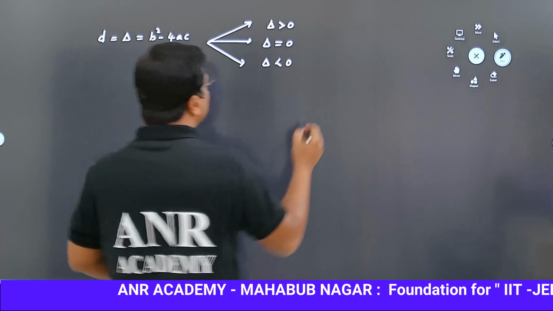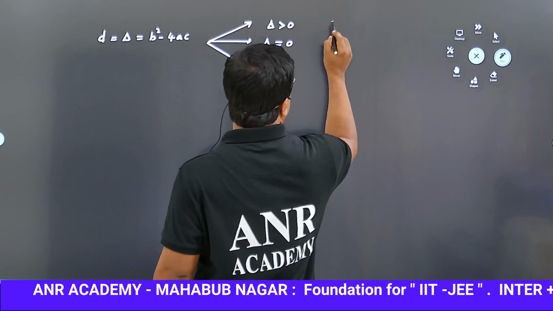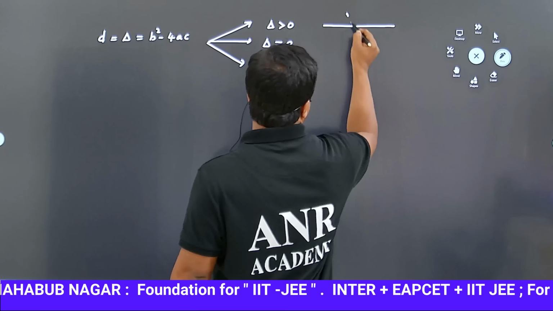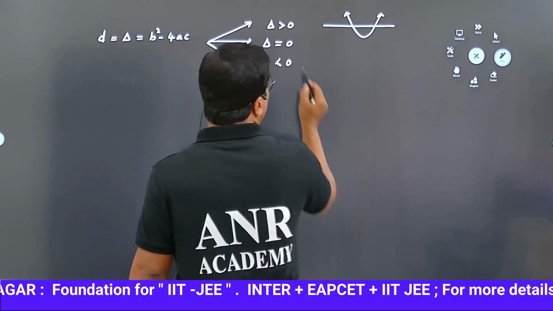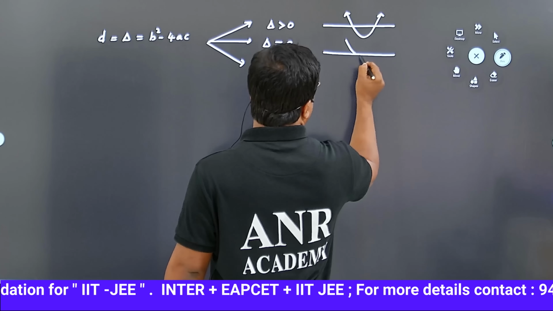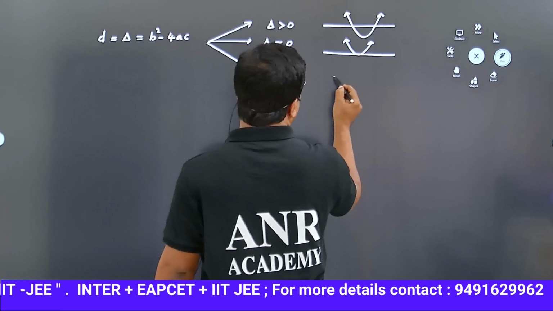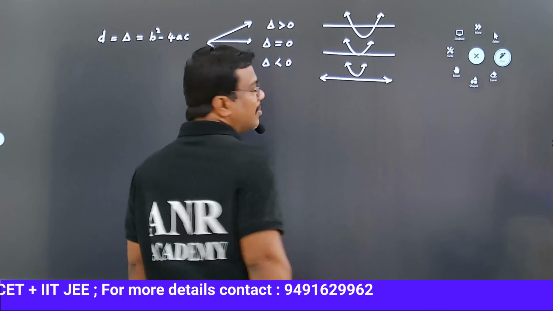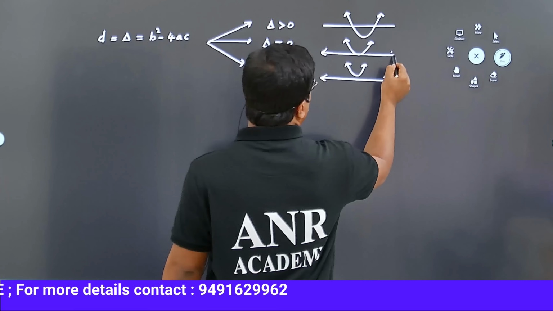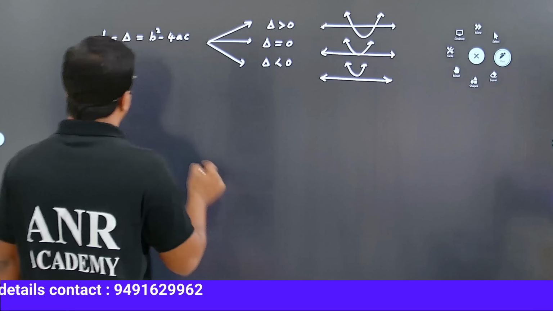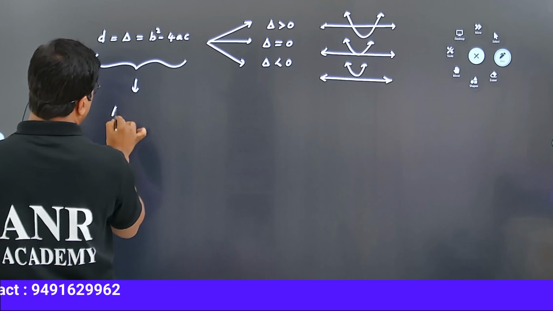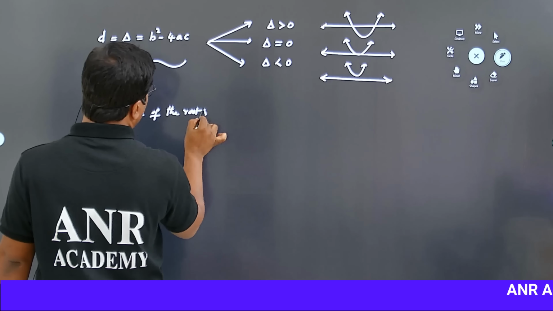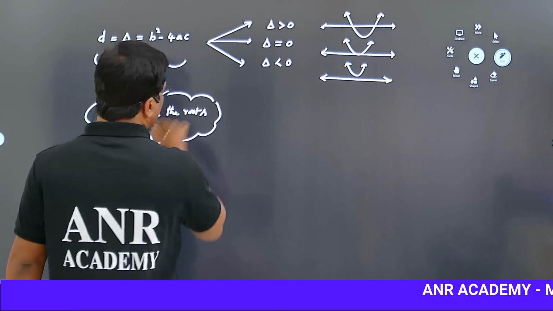If delta more than 0, then it has two different roots, nothing but the parabola intersects the x-axis at two different points. When delta equal to 0, the graph touches the x-axis. When delta less than 0, the curve is far away from the x-axis. So delta decides the nature of the roots. This is about small a, small b, small c and small d.